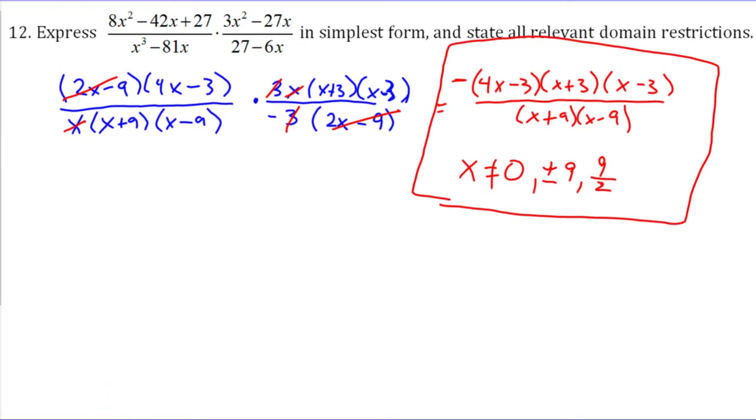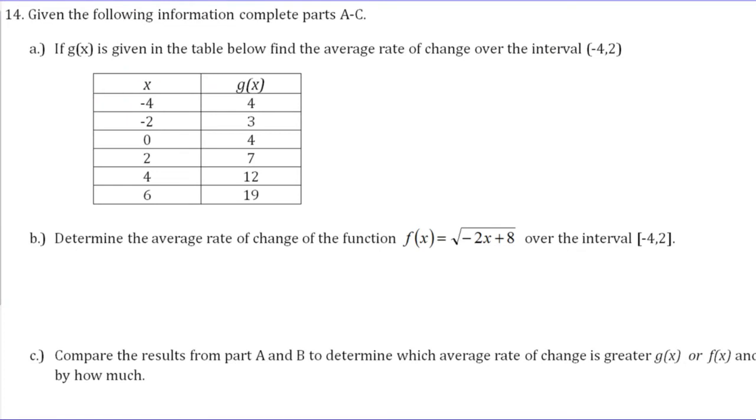So here's our first skip. We are going to skip problem number 13. We're going to go right to problem number 14, which is asking us about average rate of change over an interval in a couple of different situations. So in letter A, they're giving us a table of values. They're saying this table of values came from some function g of x, and they want to know the average rate of change over this interval.